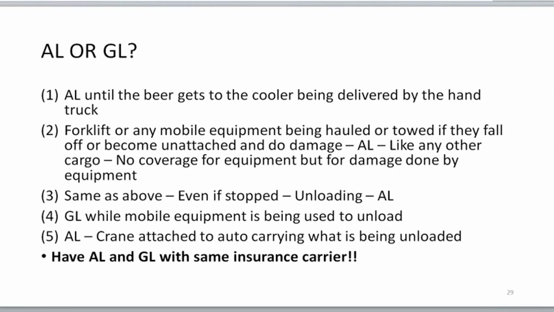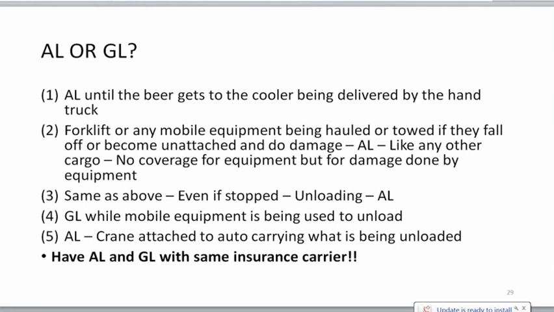5, crane attached to auto carrying what is being unloaded. Again, that's auto until it gets to the curb, and then if it falls off later, it's GL. I point this out just to remind you that in all possible cases, when there's any potential loading or unloading, you need to have the auto and GL with the same insurance carrier. So it's not a question of coverage. It's a question of what loss line they're going to charge the claim to.